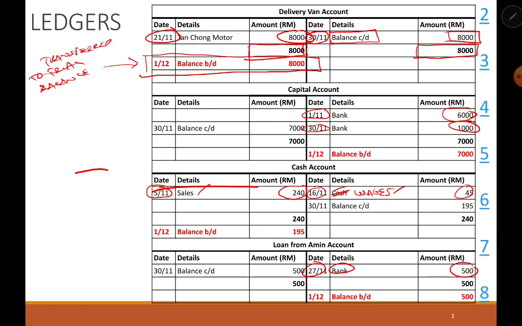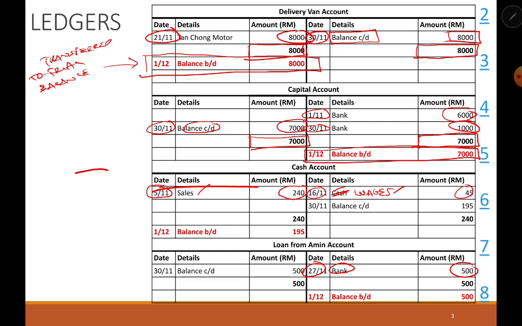Okay, same for capital. Only has a credit side, 6,000 ringgit on 1st November and 30th November, 1,000 ringgit. So the total is 7,000 ringgit. So we balance it off and we get a balance carried down as at 30th November, 7,000 ringgit on the debit side, and the amount will be brought down to the next period on the credit side. So this one we say has a credit balance.